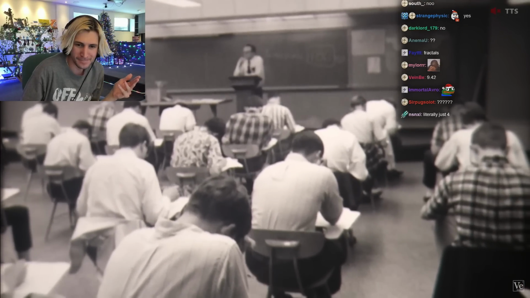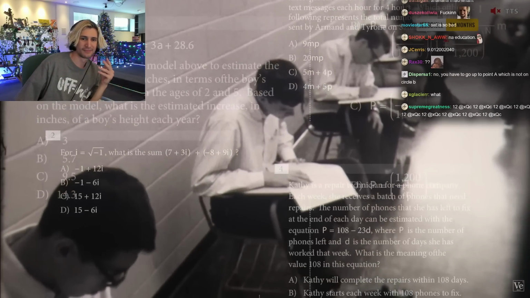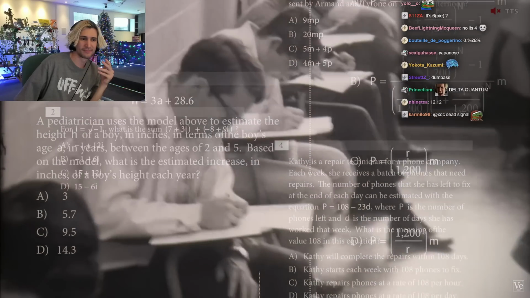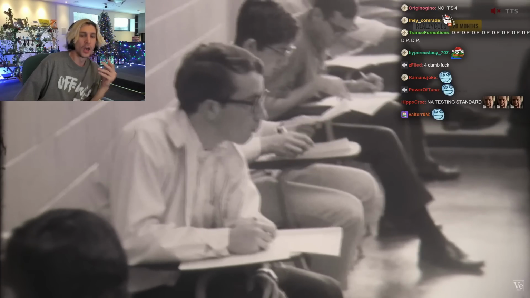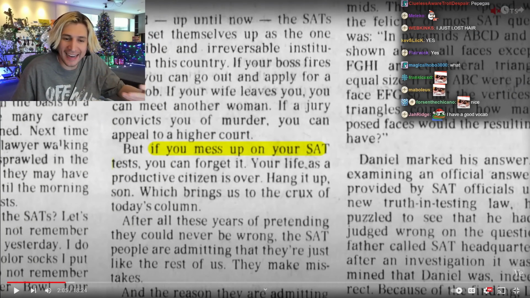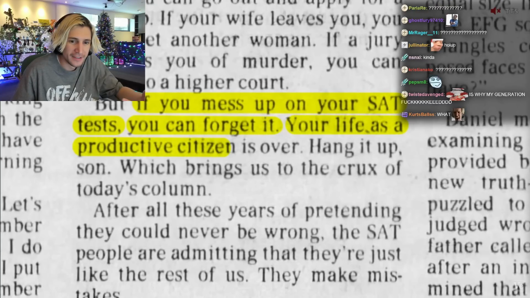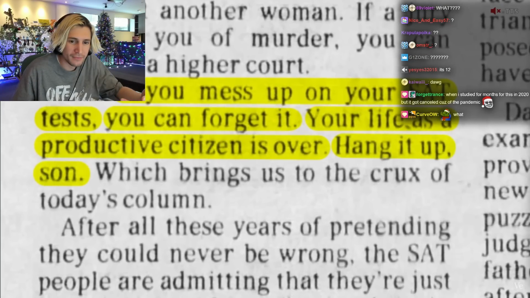Mistakes like this aren't supposed to happen on the SAT. For decades, it was the one exam every student had to take to go to college in the US. It had a reputation for determining people's entire futures. As a newspaper from the time stated, if you mess up on your SAT tests, you can forget it. Your life as a productive citizen is over. Hang it up, son.